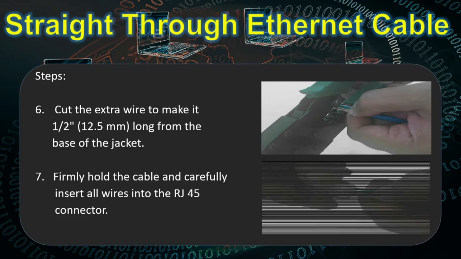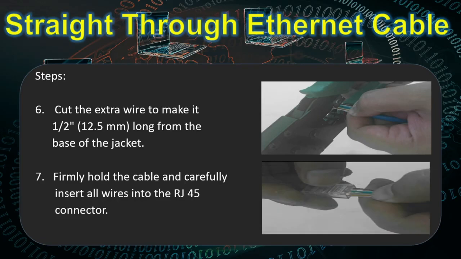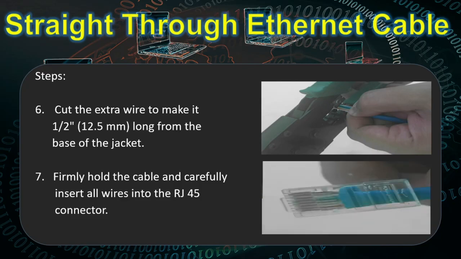Step 7. Firmly hold the cable and carefully insert all wires into the RJ45 connector. Make sure that each wire passes through the appropriate guides to connect with the pins in the connector and 1/4 inch of the cable jacket is inside the connector. Check if the end of the wires touches the end of the RJ45.